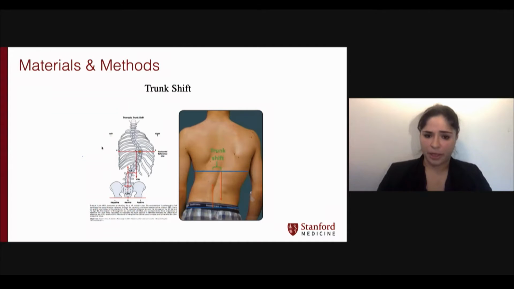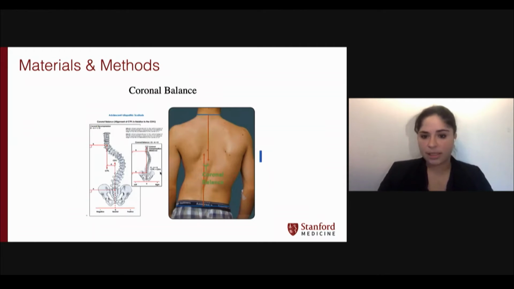So for those unfamiliar, the trunk shift describes the medial lateral shift of the thorax compared to the center of the pelvis. To measure this radiographically, you first draw a horizontal line across the rib cage in the area of greatest deformity. A vertical line through the midpoint of this horizontal line is compared to a line that passes through the center of the sacrum. This distance that you see here is what describes our trunk shift.